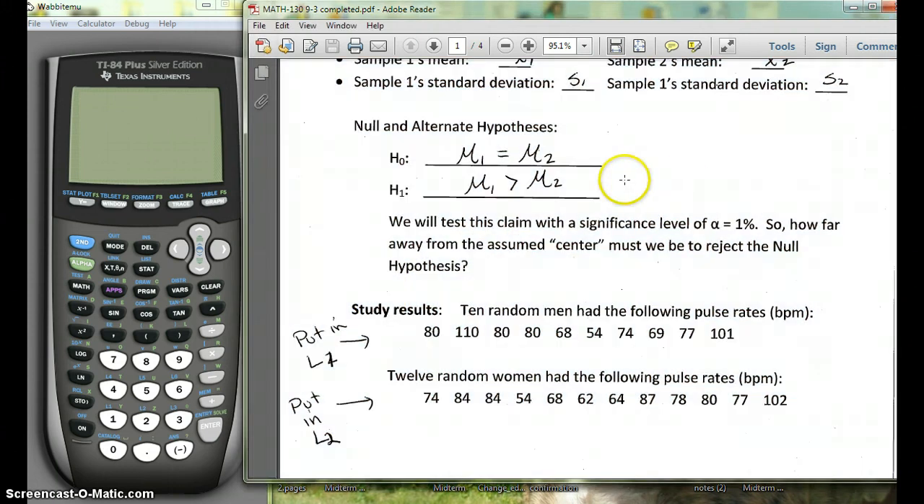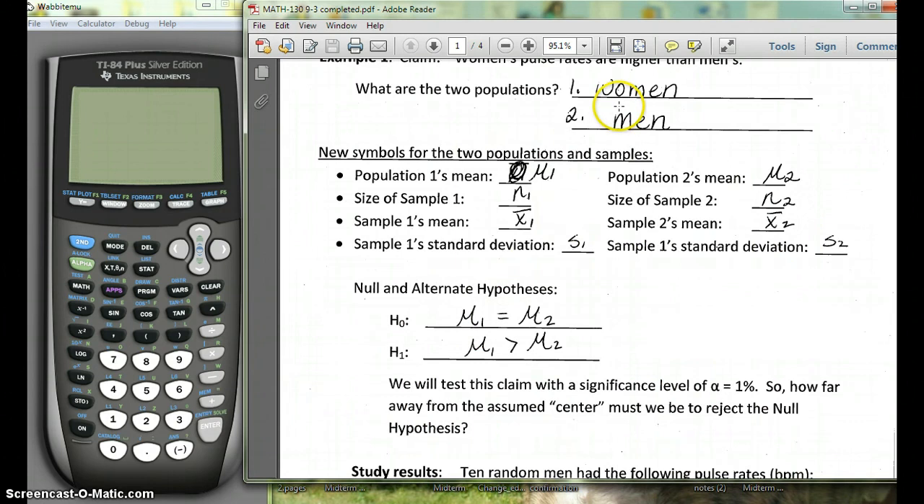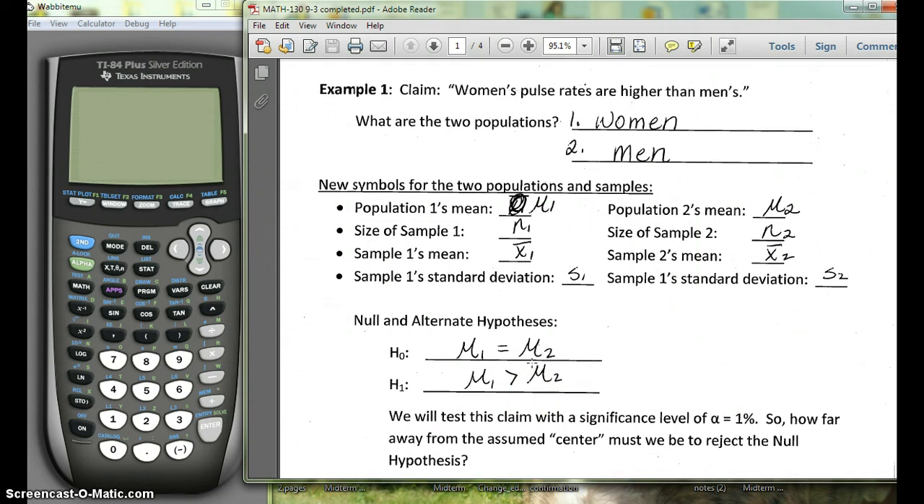Okay, so our null and our alternate hypothesis, since we're calling women population 1 and men population 2, our null hypothesis would be that their means are equal. But our claim is that women's pulse rates are higher than men's. So our alternate hypothesis would be mu1 is greater than mu2. And we're going to use a 1% significance level here.